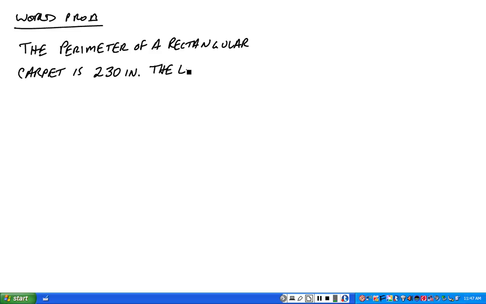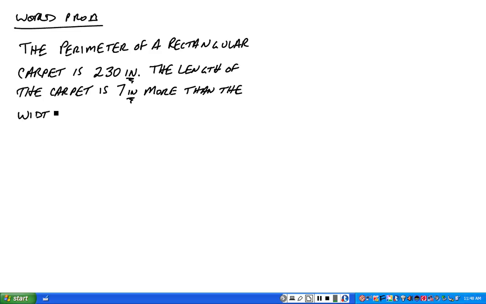The length of the carpet is 7 inches more than the width. Again, this is inches. Alright, the length of the carpet is 7 inches more than the width. Find the dimensions.